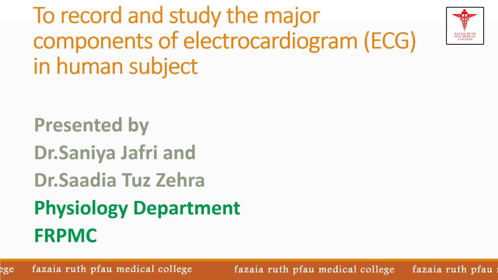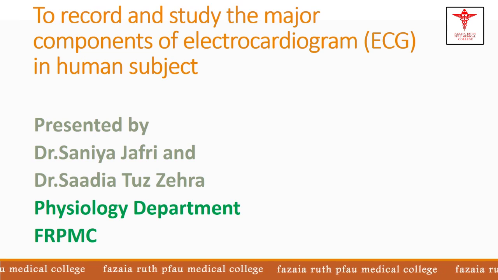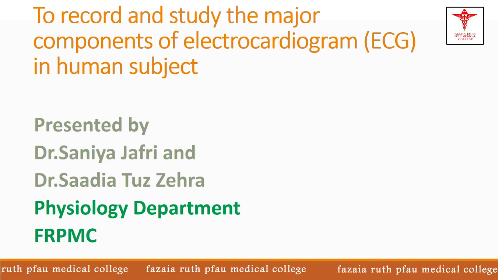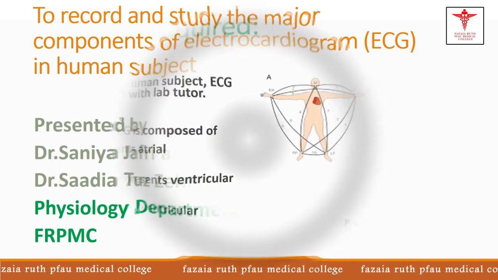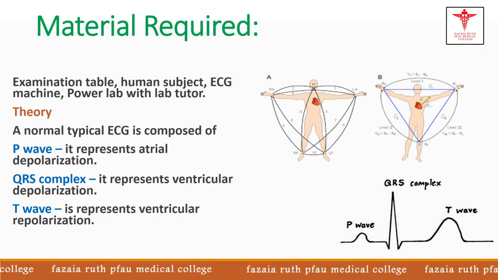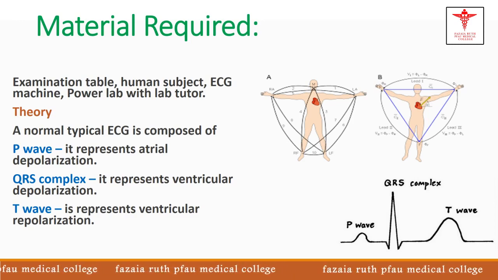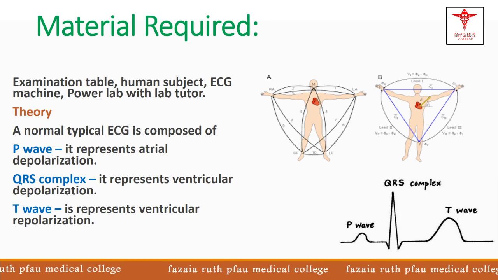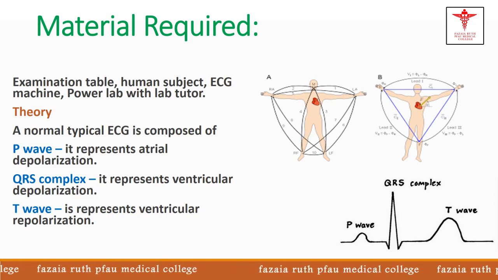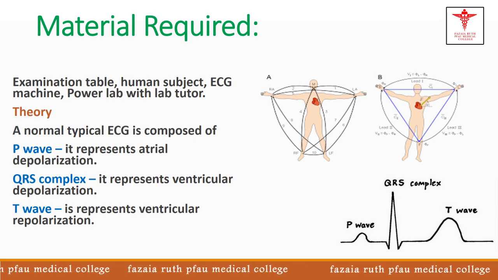In this session, I am going to tell you about the major components of the electrocardiogram and how to record the ECG in a human subject. The materials required for recording ECG are an examination table, a human subject, an ECG machine, and a PowerLab with LabTutor. We are going to discuss the PowerLab in later sessions.